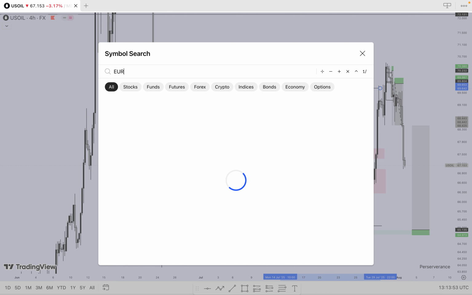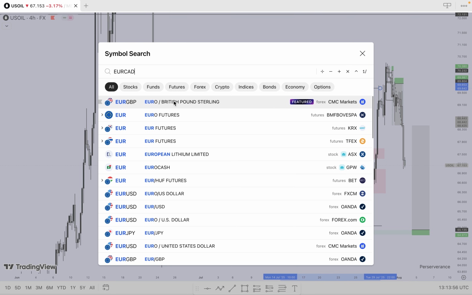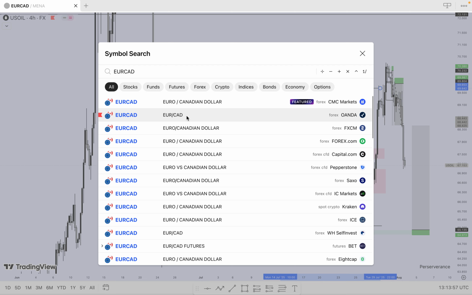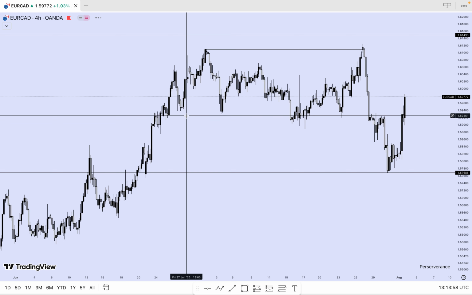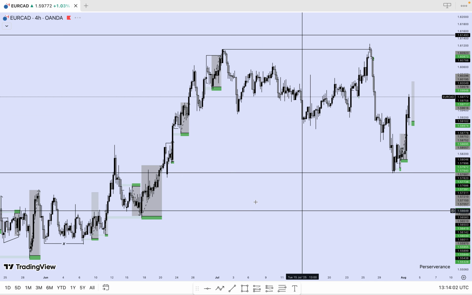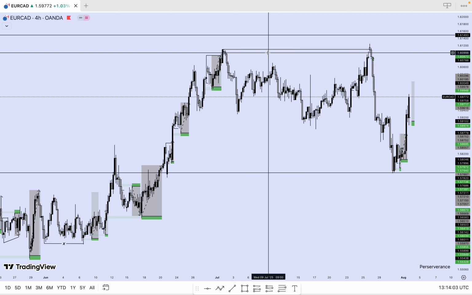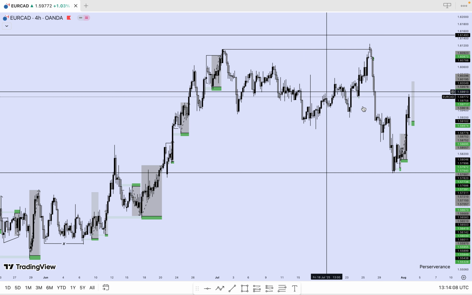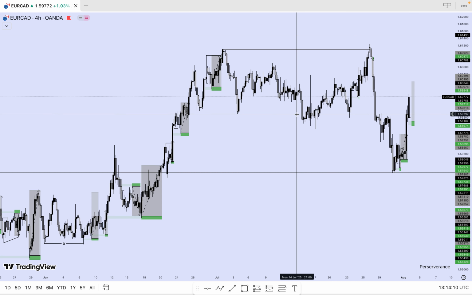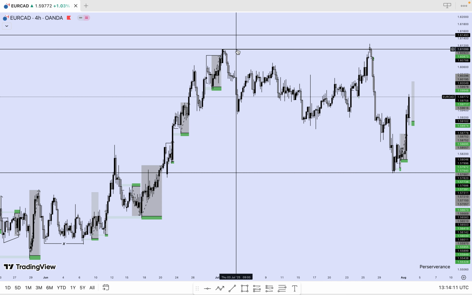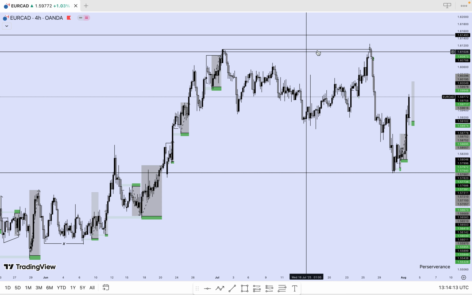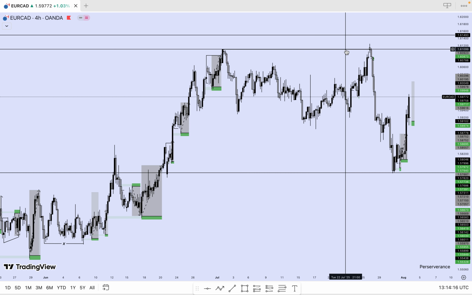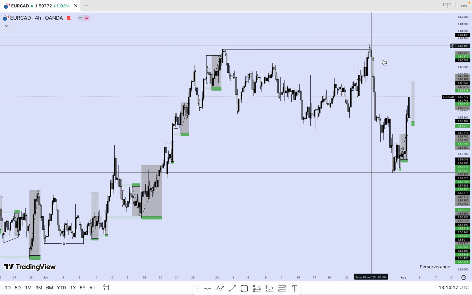Let me go to the Euro Canadian position. Let me show you another example on Euro Canadian. So you see that after price took out this high, if you are placing any buy position around this level, the market is going to hit your stop loss. The reason is because in the higher time frame, the market has taken out the external high. So the market will need to move to an external low.